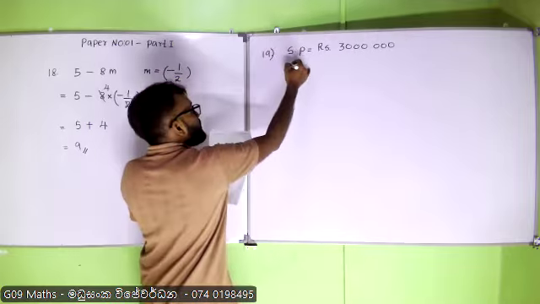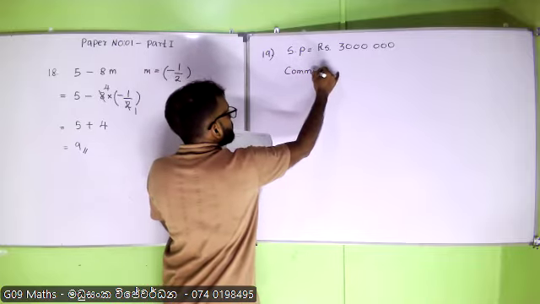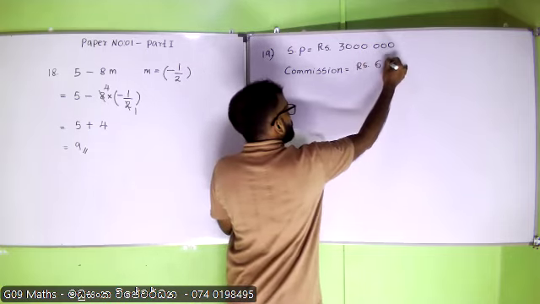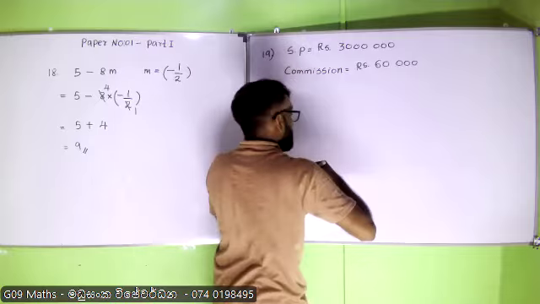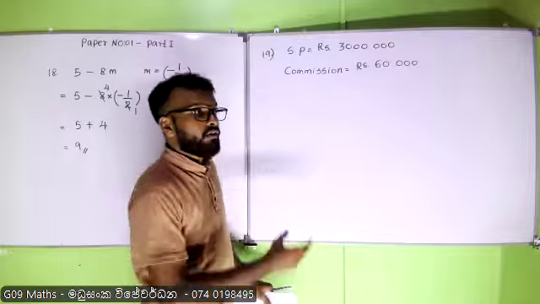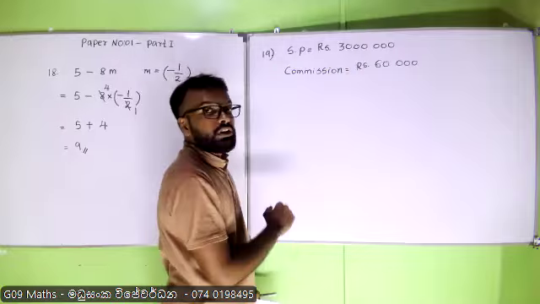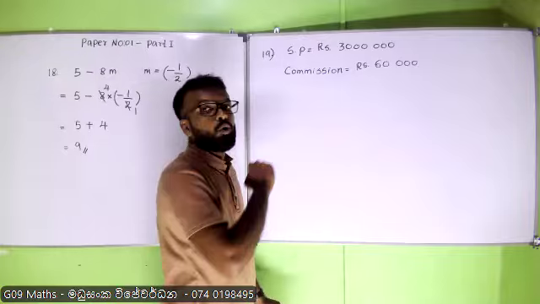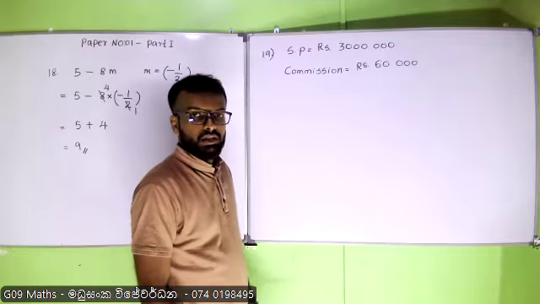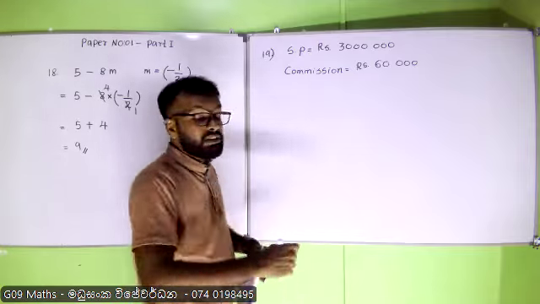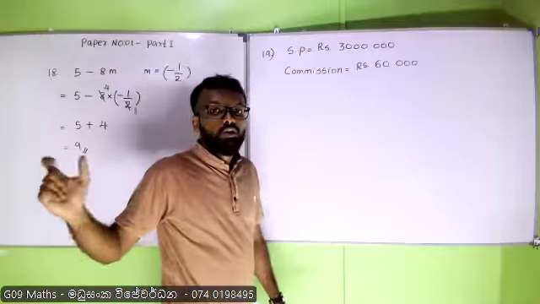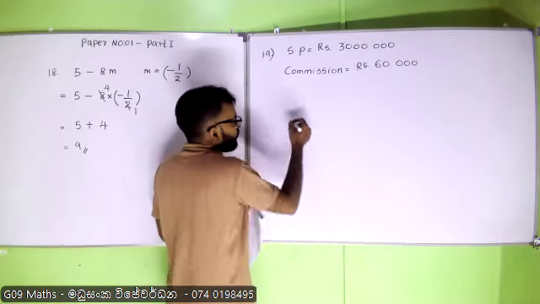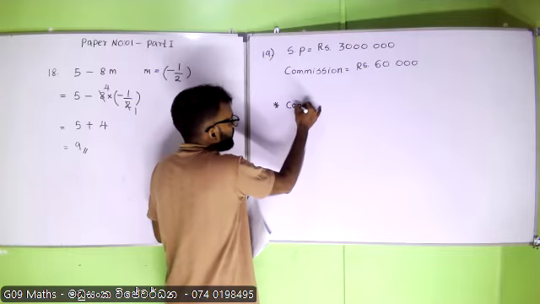Right? And the commission is equal to 60,000. If the broker sells the particular car to another person for 3 million, 30 lakhs, the owner of the car will give 60,000 rupees to the broker. So that is the thing you need to understand. Now they are asking what is the commission percentage if the car owner gives 60,000 rupees to the broker. So you can calculate the commission percentage like this.